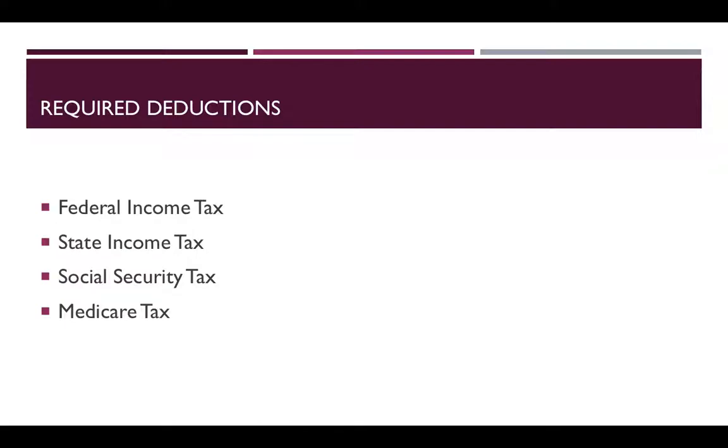The four basic required deductions are federal income tax, state income tax, Social Security tax, and Medicare tax. Social Security and Medicare tax combined together is what is called FICA, F-I-C-A. These are the four main required ones that almost every state requires. We'll talk about that in a little bit.